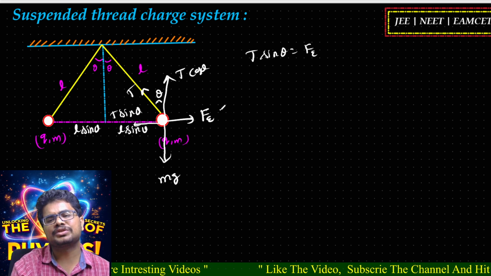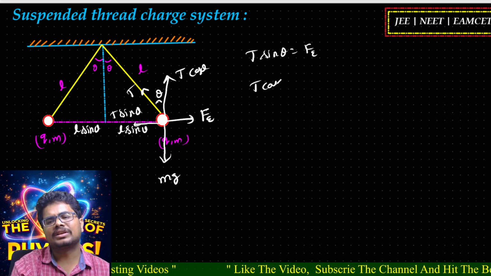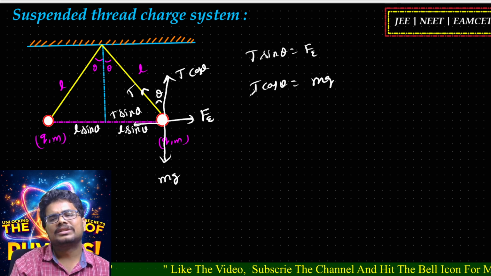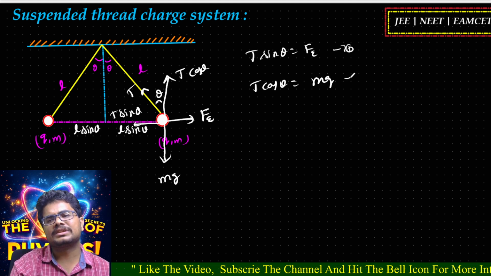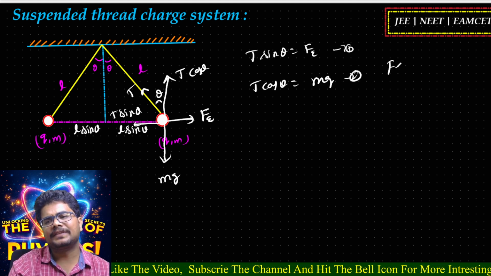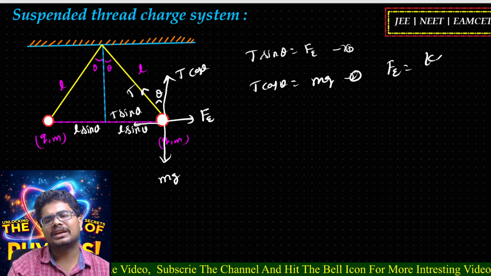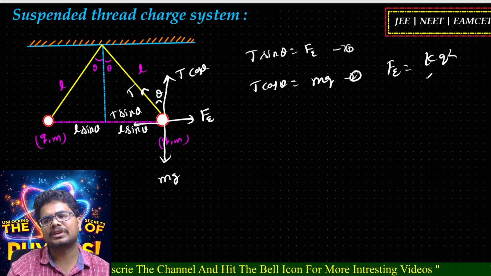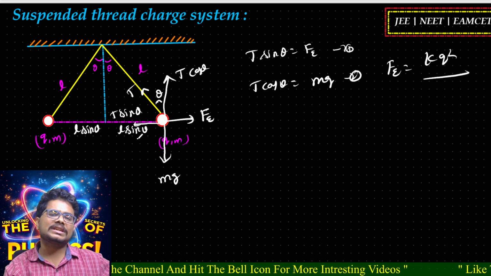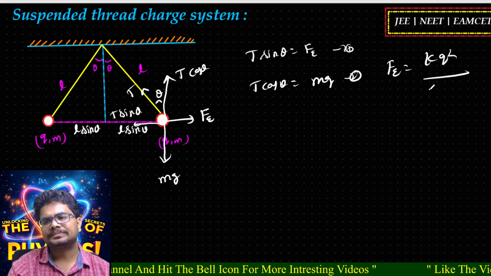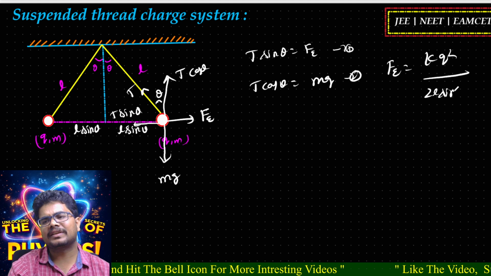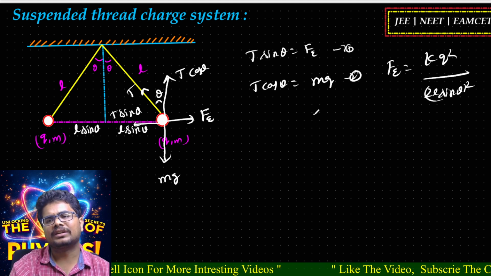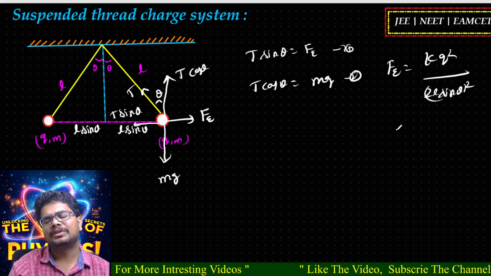In the same way, T cos theta should be equal to what? Mg. Make this equation number 1 and this equation number 2. Try to write the Fe equation. How to write Fe: Q1 value is also Q, Q2 value is also Q, so Q into Q will be KQ square divided by the distance 2L sin theta, whole square. So Fe value we got. Now divide these both, 1 by 2.